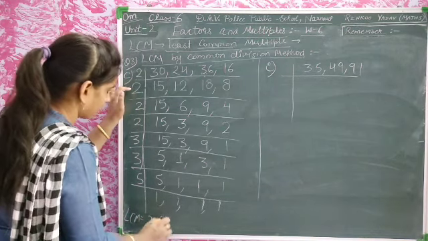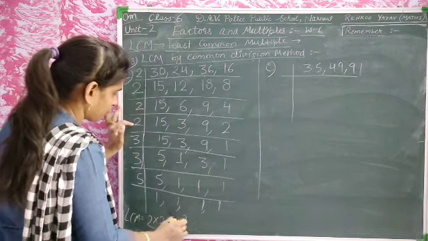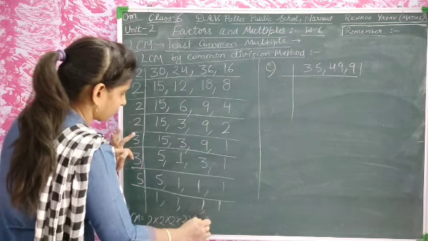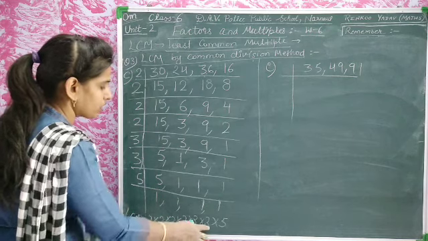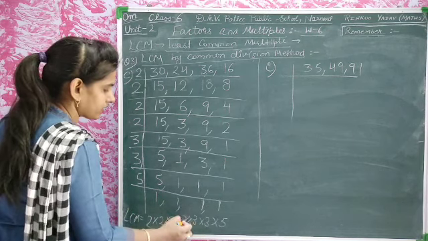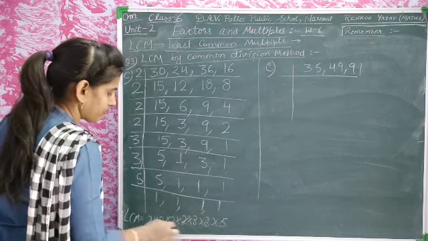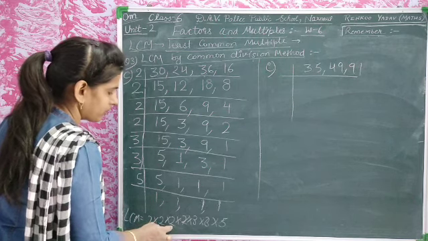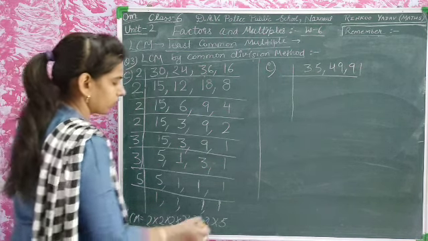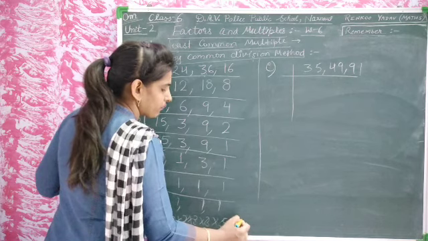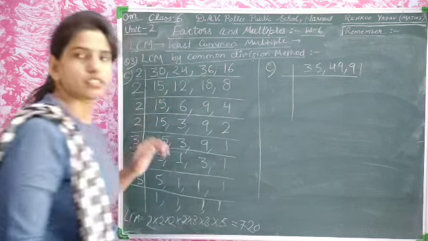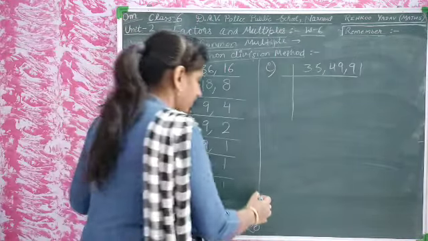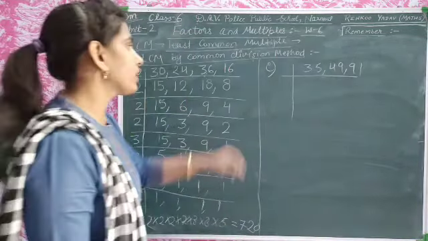Now LCM is equal to 2 into 2 into 2 into 2 into 3 into 3 into 5. 5 3s are 15, 15 2s are 30. They make 30. 2 2s are 4, 4 2s are 8, 8 3s are 24, and 24 into 30 is 720. All multiplied together, we get 720 as the LCM here. Okay students, now we will do the next question.